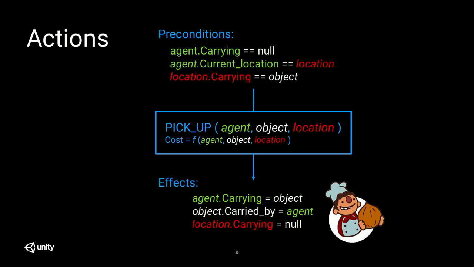And finally, we have the effects of the action. So after this action has taken effect, we now modify the property values, as you can see. The agent reflects that relationship of carrying the object, and the location is no longer carrying the object.